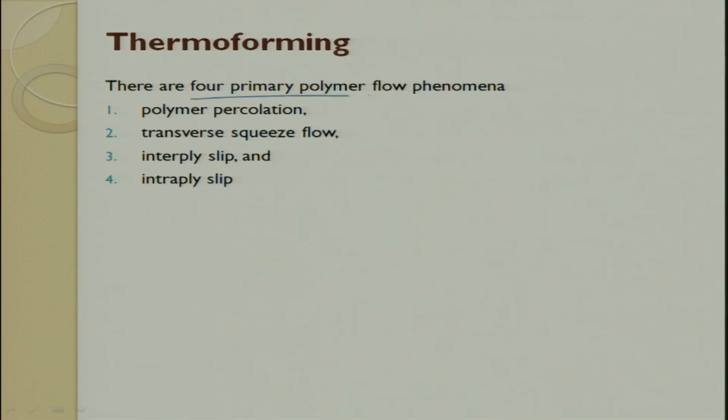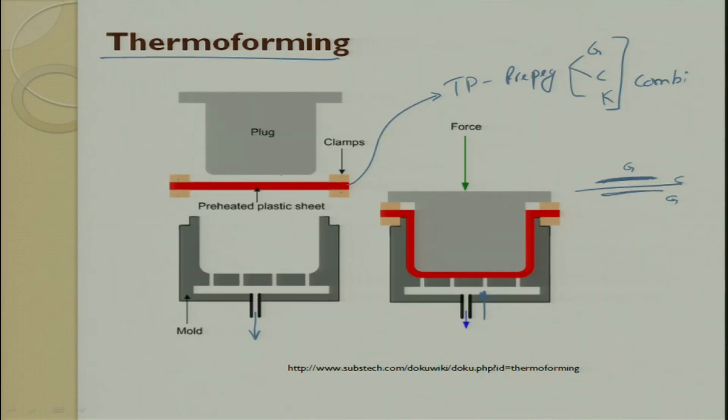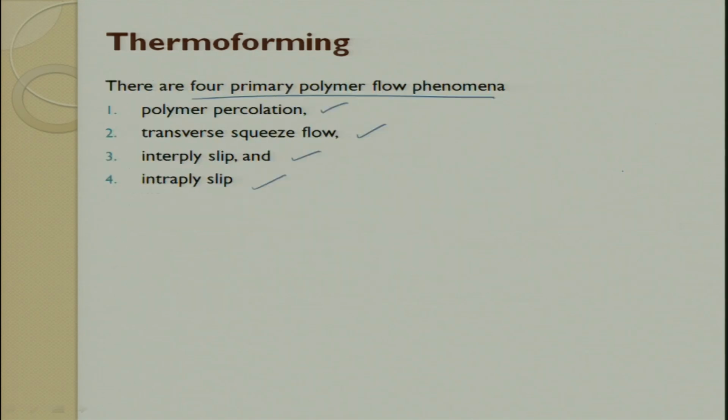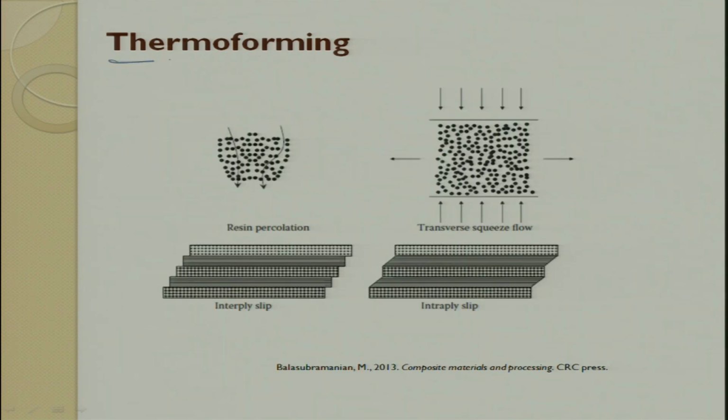So, the 4 primary polymer flow phenomena are: polymer percolation happens, then transverse squeeze flow happens, then interply slipping happens, then intraply slipping happens. Interply and intraply slipping can happen at this portion. These are the 4 phenomena which can happen in thermoforming, such that you have to balance these phenomena to get a sound product. So, this is the thermoforming process.